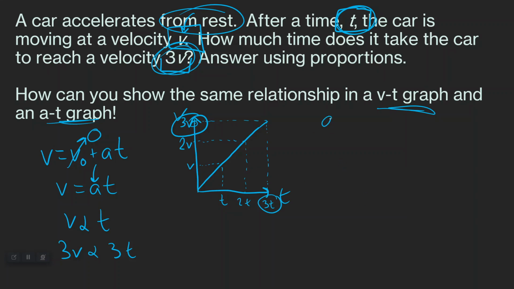We can also show this with an acceleration time graph as well. I like this one. This one's pretty cool. So if we have a constant acceleration, that's going to be a nice horizontal line. Here is t, here is 2t, and here is 3 times the amount of time.